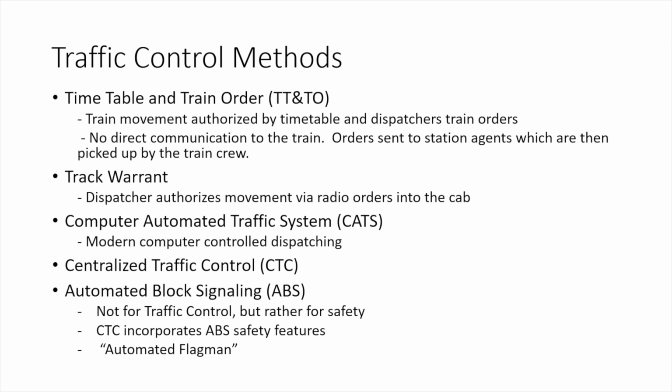So when you hear CTC, CTC incorporates all of ABS, all the ABS safety features, but in addition, it adds the function to actually authorize train movement. ABS alone does not authorize train movement. It simply is saying whether it's safe to proceed or not, but not whether the dispatcher has authorized a train to proceed.